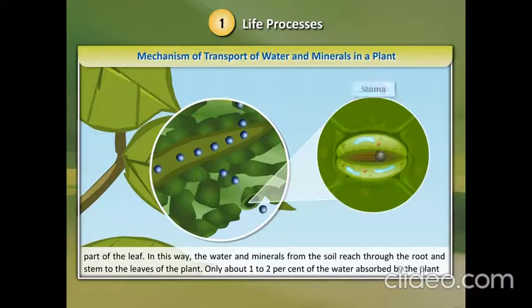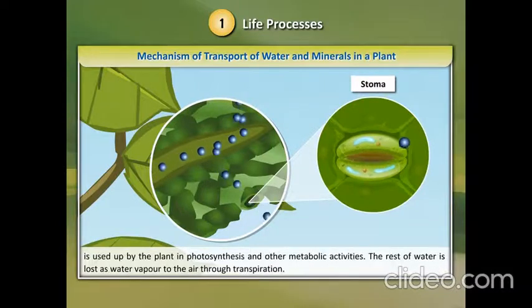Only about 1 to 2% of the water absorbed by the plant is used up by the plant in photosynthesis and other metabolic activities. The rest of the water is lost as water vapor to the air through transpiration.